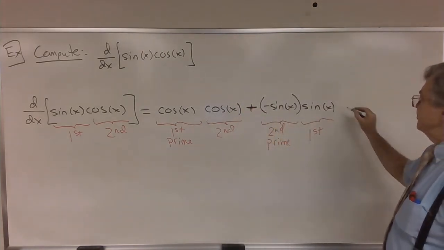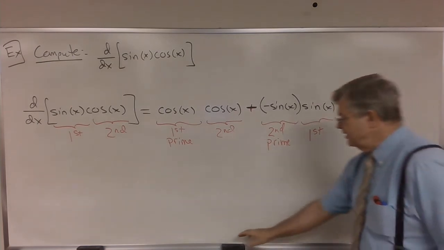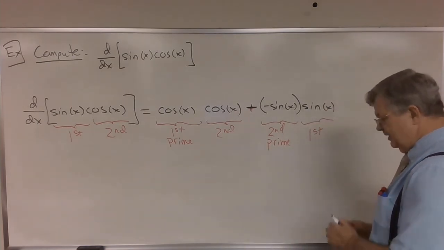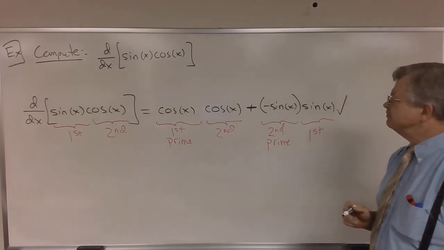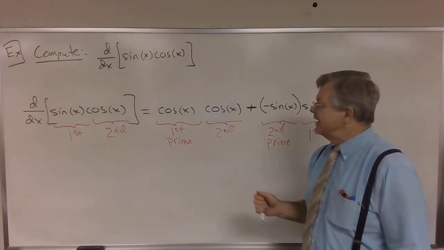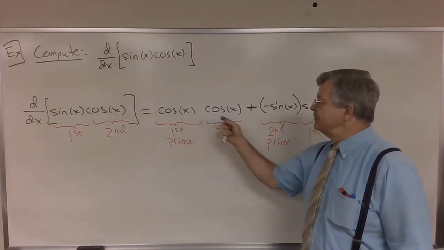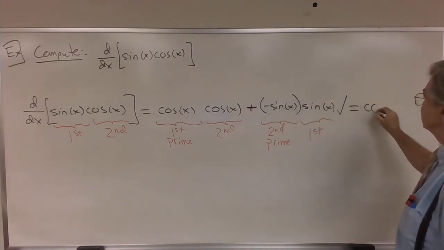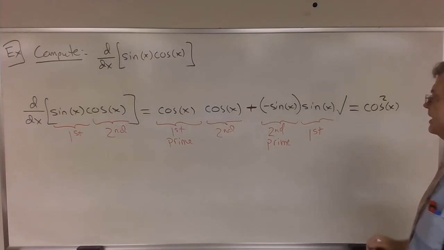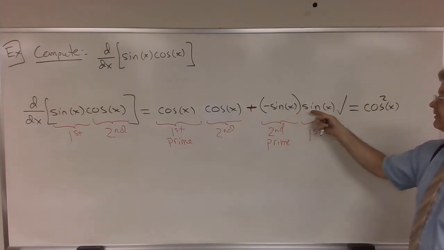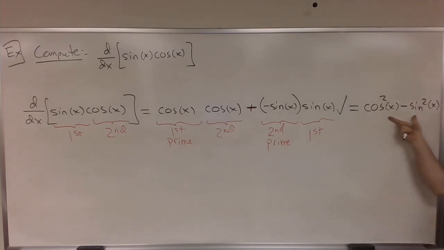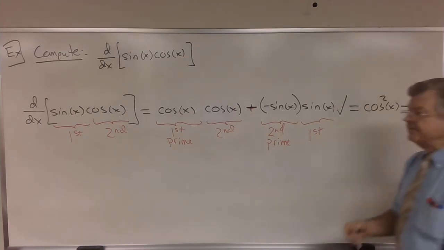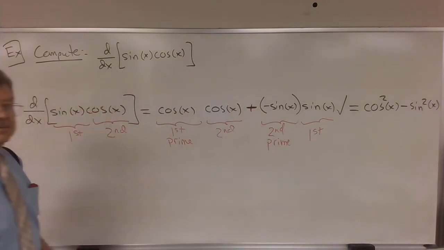And I guess we can simplify this a little bit. If we were doing this on a test and we left it like this, I wouldn't have a problem with that. But we can simplify this. So it's cosine x times cosine x, so that's cosine squared x. And minus sine x times sine x is negative sine squared x. So this is the derivative of sine of x times cosine of x.